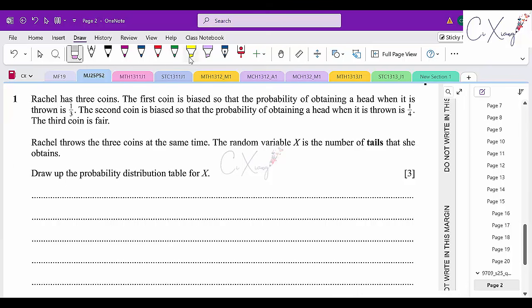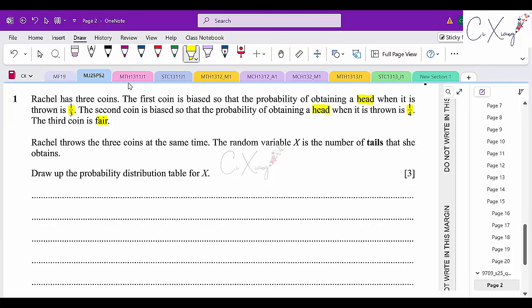Rachel has 3 coins. The first coin is biased, and the probability of obtaining a head is 1/3. The second coin is also biased, and the probability of obtaining a head is 1/4. Then the third coin is fair. There are 3 coins here, and you can see that each of the coins has a different probability of obtaining the head or the tail.